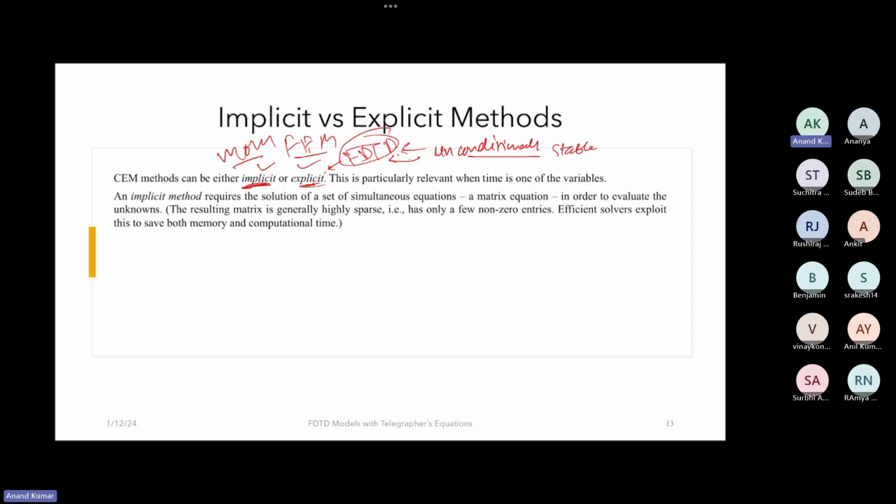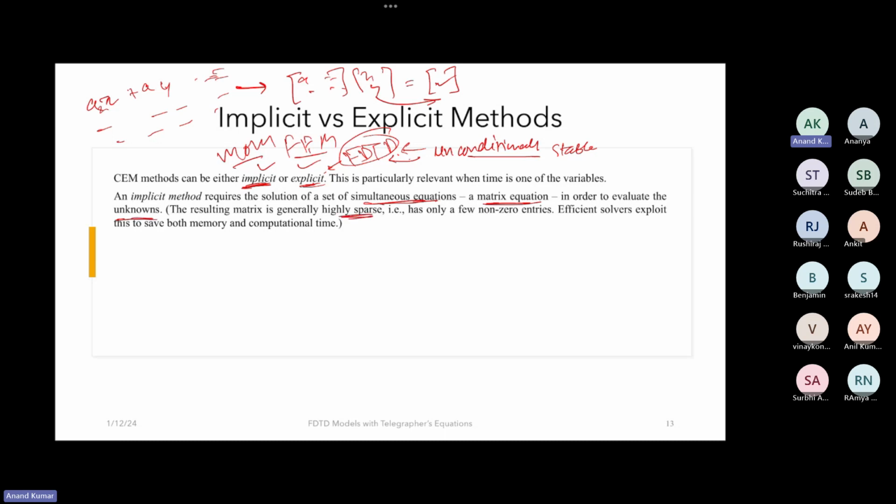Implicit methods require the solution of a set of simultaneous equations, that is, you write a constant times x plus a constant times y. You'll have your set of linear equations, and then you'll separate them into matrices where you have all the coefficients over here, your unknowns x, y, z over here, and the values of knowns from the boundary conditions. This is how you end up with a matrix equation, and then you evaluate the unknowns.